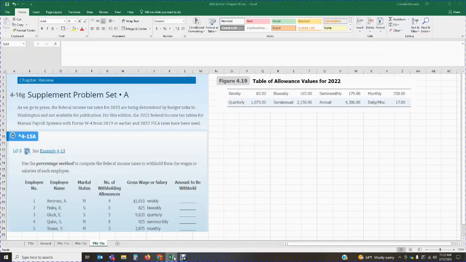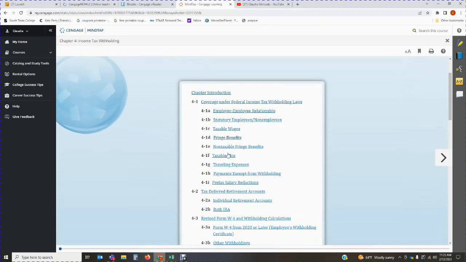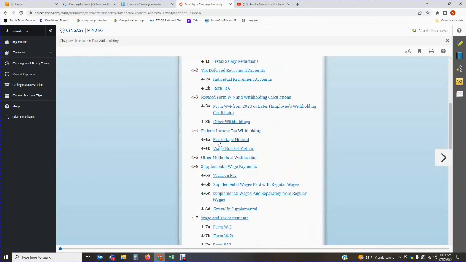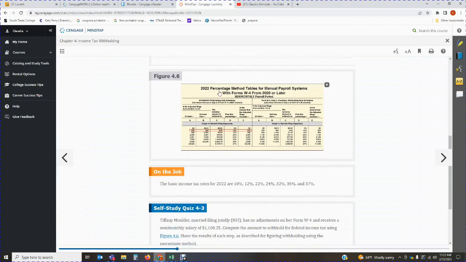Now I'm going to go back to the problem so we can actually apply this scenario to the calculation of our federal income tax withholding. And remember, this is only if the W-4 is from 2019 or earlier. If it's from 2020 and up, we're going to use the method that we were using initially. If you go to your book, we have the first part of the section, and in section 4.4a, we talk about the regular percentage method, using the 2022 percentage method tables, with forms W-4 from 2020 or later.